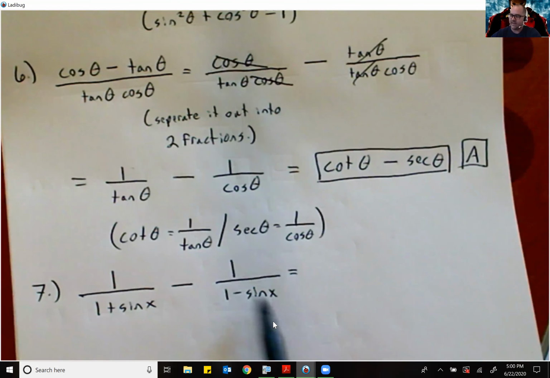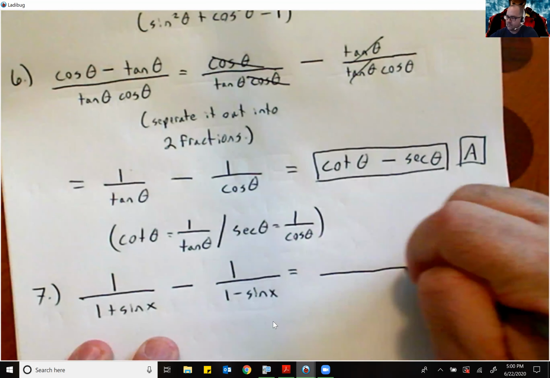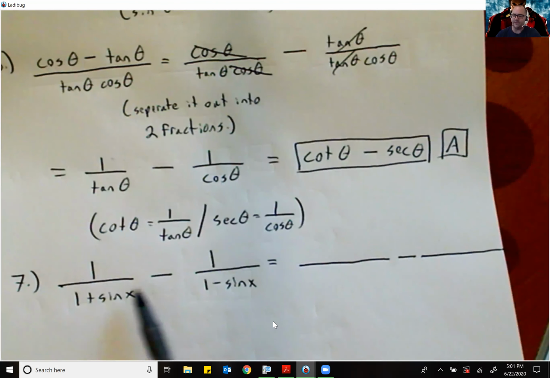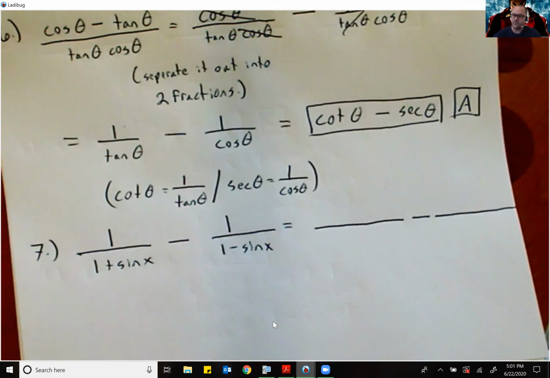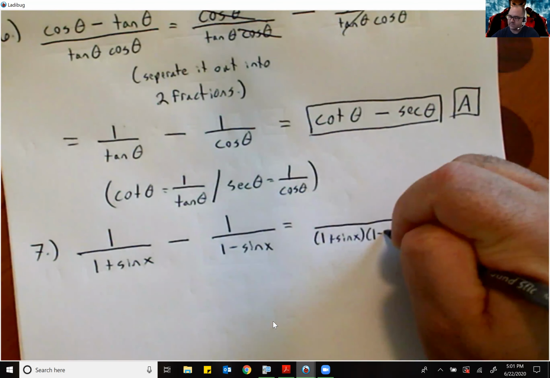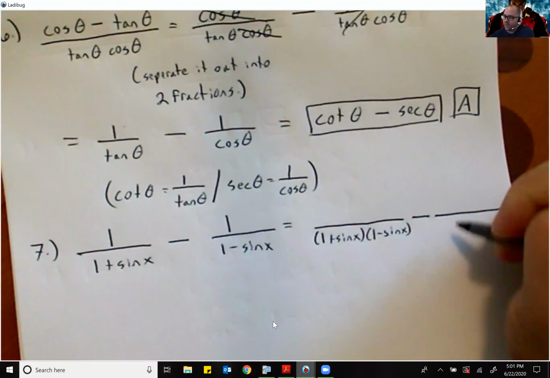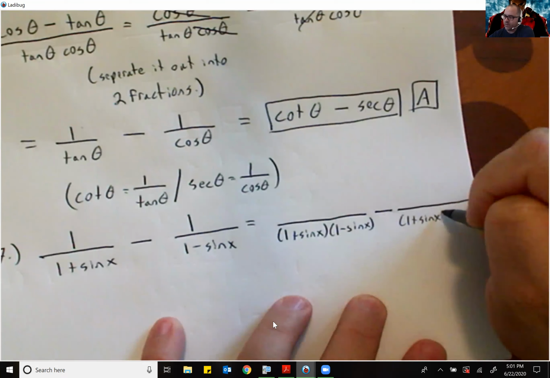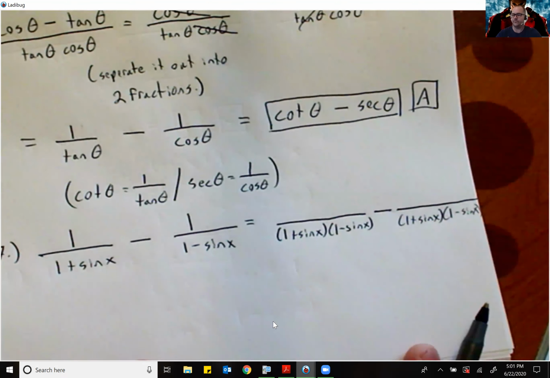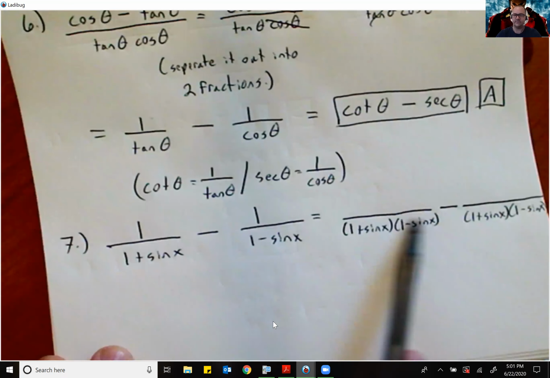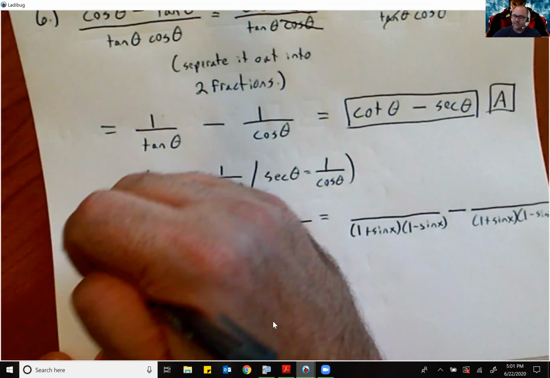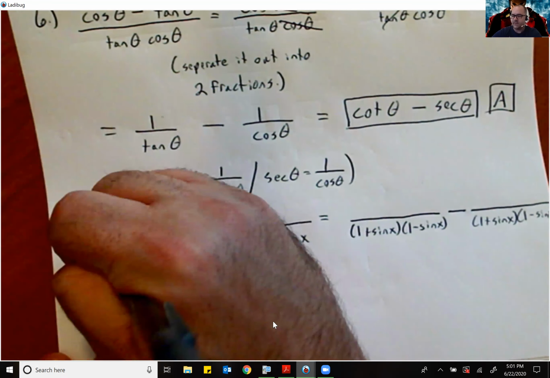So that means we need a common denominator. Well, that common denominator is going to be made up of both of these. So both of these need a 1 plus sine x, 1 minus sine x. Okay? So here's my denominator. Here's what I have. What is this guy missing? It's missing the 1 minus sine x. So we're going to multiply the top and the bottom by 1 minus sine x.